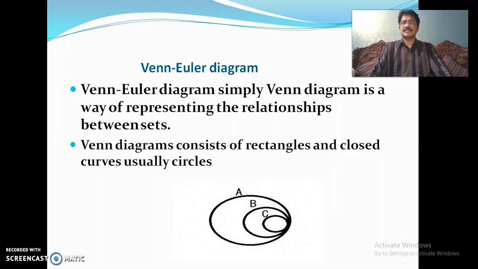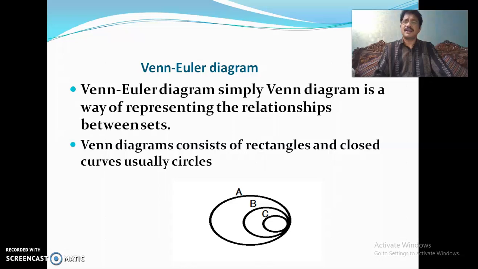Just see this Venn diagram. There are three sets A, B, and C. B and C lie in A. If A, B, C are three sets, it means there is a relation between these three sets. B and C are subsets of set A, and C is a subset of set B.